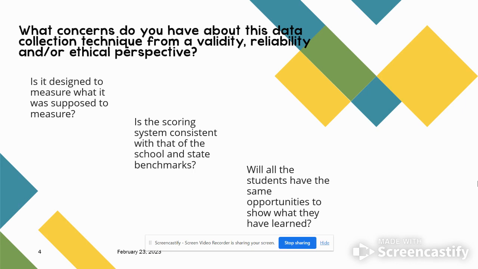This is something I thought was also interesting. Are the calculations of your scores equivalent to what the curriculum tests that were offered, similar or not, or what the school is looking for per subject area? And will all the students have the same opportunities to show what they have learned? Are all the students being given this test the same way? Or are you having some accommodations throughout for specific students and their learning abilities?